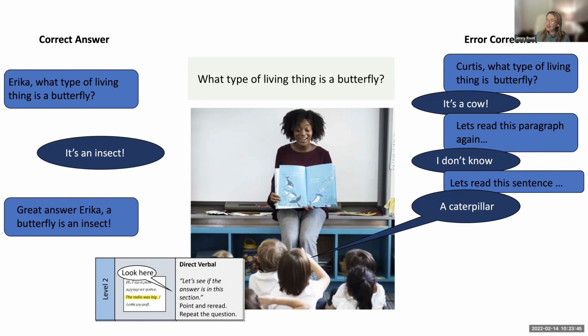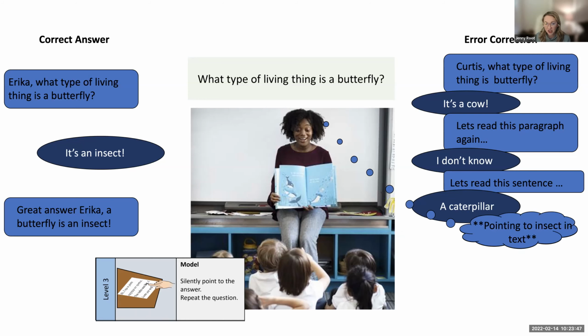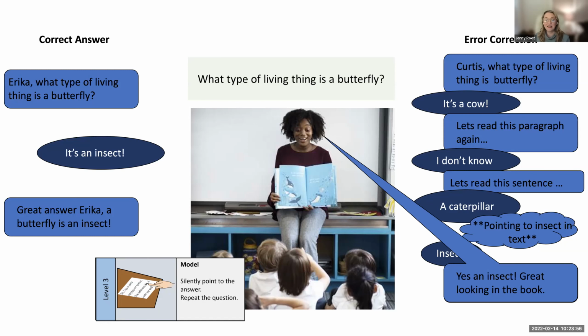A caterpillar? That she points to the answer in the text. That's the model prompt. Silently pointing to the answer and repeating the question. Insect. Yes, an insect. Great job looking in the book! We want to reinforce that that is where the answer is coming from.